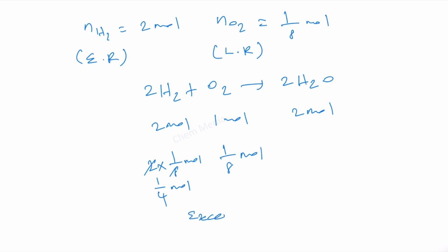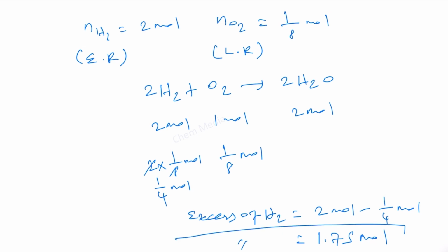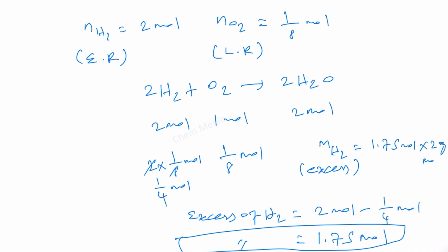So, the excess amount of H2 we have is 2 mole minus 1 by 4 mole, and that will be equal to 1.75 moles. So, that is the excess amount of H2 we have. If we find out the weight of that, the mass of H2 that is excess would be equal to 1.75 moles times 2 gram per mole. So, this will become 3.5 gram. So, that is the excess amount we have.